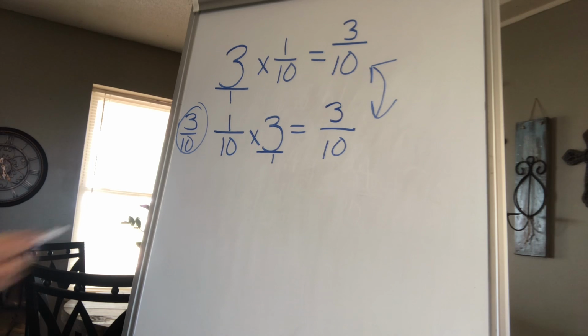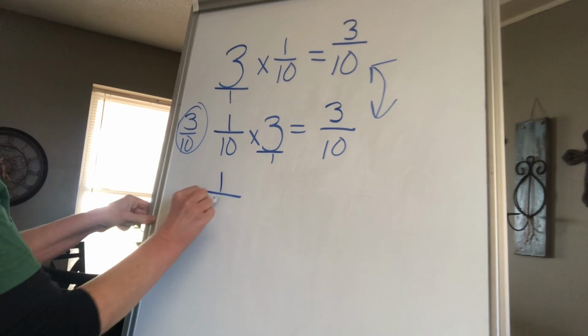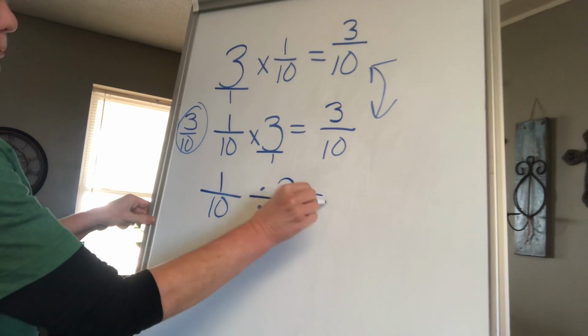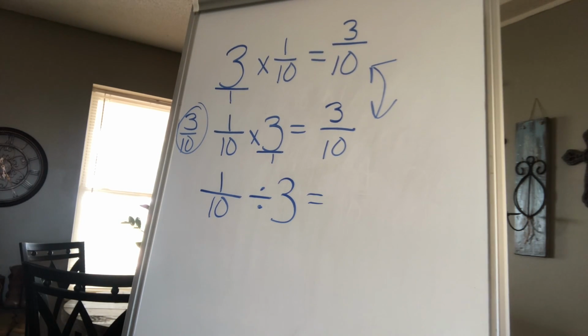But for the next one, we're still working with the same two numbers, but this time we're dividing. Now, let's do some reasoning before we get started. If I'm just looking at this 1/10 divided by 3, the first thing you always want to do is just check and see what's a reasonable answer for you on this.